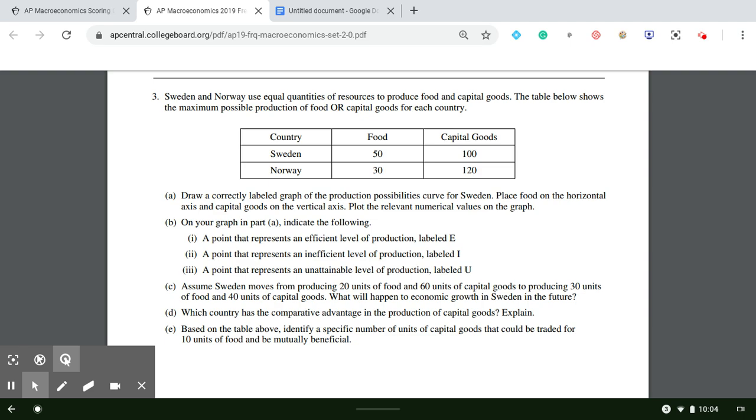All right. We've got Sweden and Norway. They have a choice between producing food or capital goods. And so we've got Sweden that can produce 50 food or 100 capital goods, or Norway that has the trade-off between 30 food or 120 capital goods. Draw a correctly labeled graph of the production possibilities curve for Sweden. Place food on the horizontal axis and capital on the vertical axis. Plot the relevant numerical values on the graph. Very easy problem. Awesome.